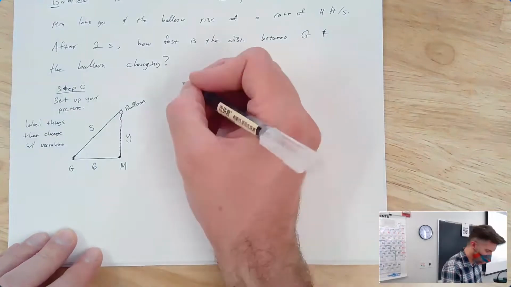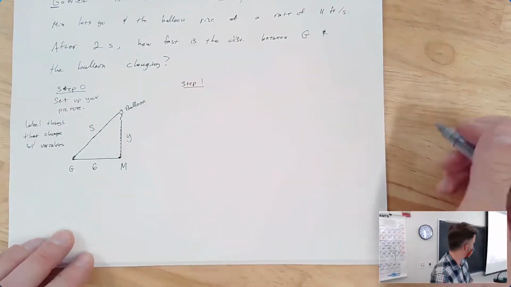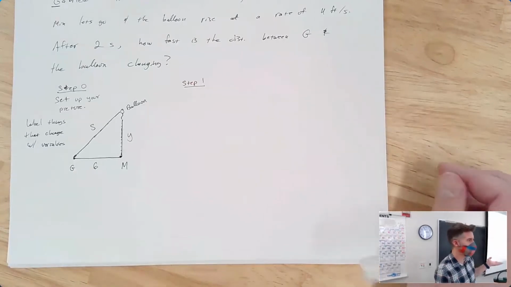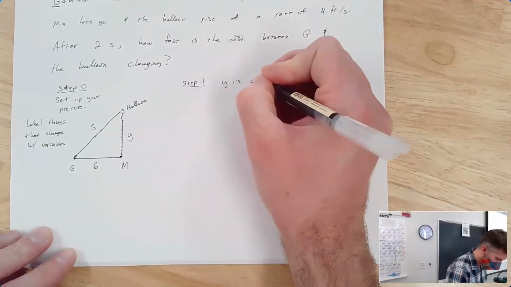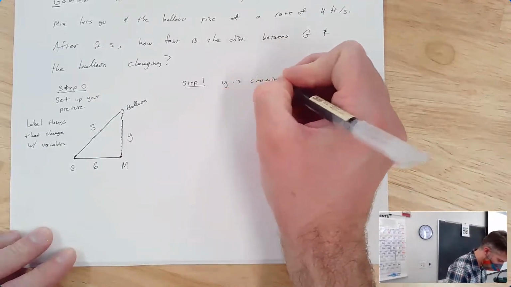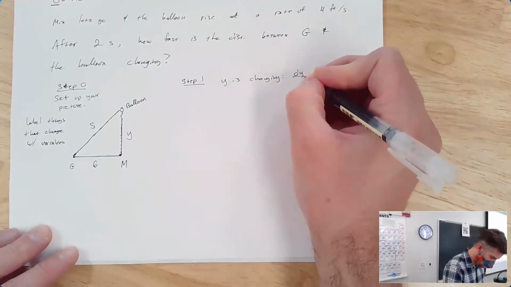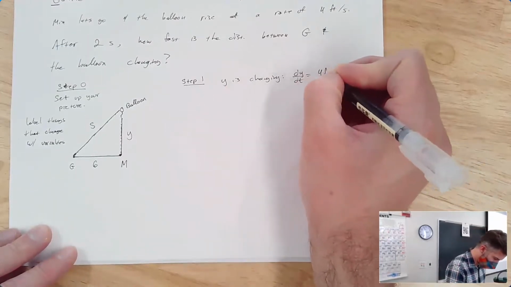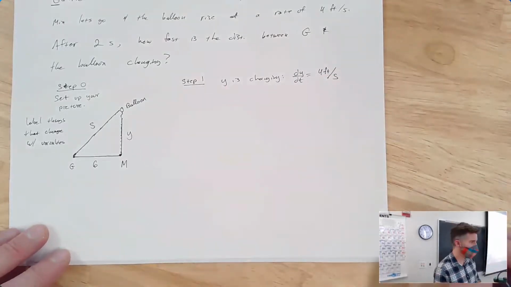Great. Now step one. What's changing? Well, we already know that, right? We're just going to write it out. So we know that y is changing. y is the height of the balloon. We actually know how that's changing. The height of the balloon is changing at 4 feet per second. The rate of change of y, or the rate of change of the height of the balloon, is exactly that.